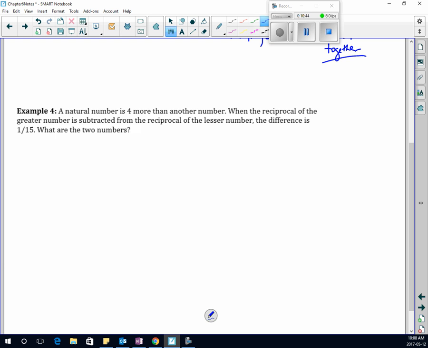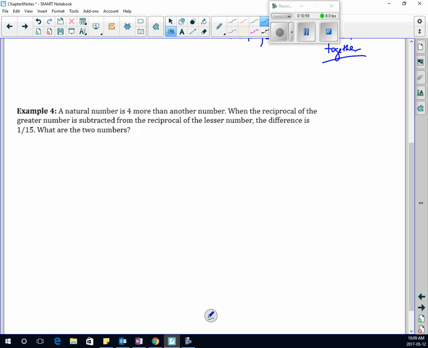So a natural number is 4 more than the other number when the reciprocal of the greater number is subtracted from the reciprocal of the lesser number. Reciprocal, of course, is changing the numerator to the denominator and the denominator to the numerator. The difference is 1/15. So what are the two numbers?